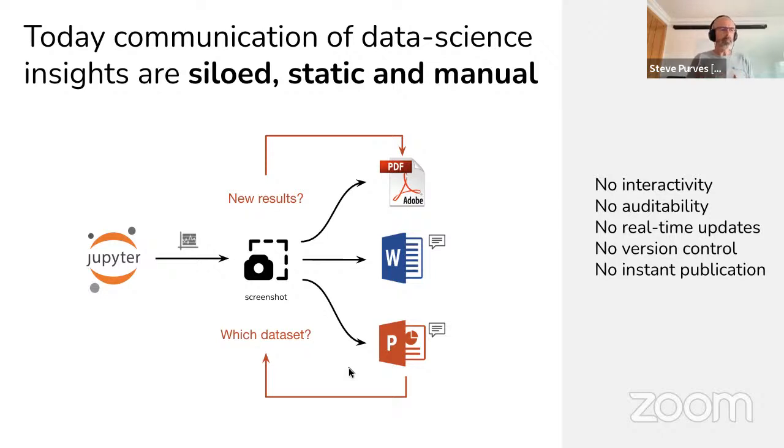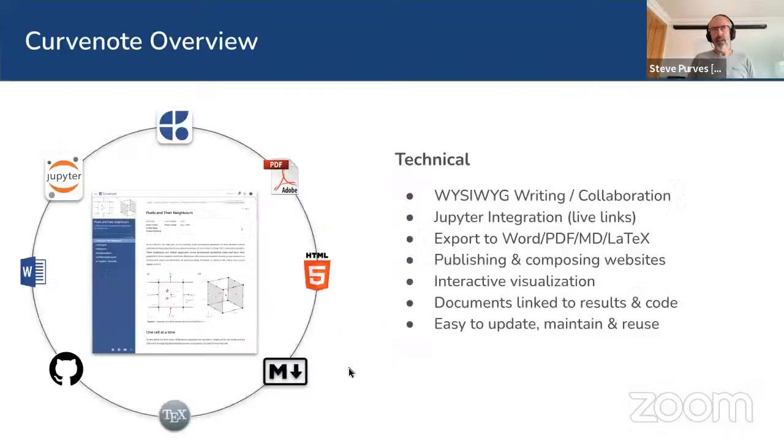And this breaks the continuity, so there's no auditability. It's hard to track which screenshot was used from which version of data and code. There's no way to update that easily or in real time. There's no version control. And these things are static, so there's no way for these to be interactive either. All of which sort of detract a lot of times from the work we're able to do in platforms like Jupyter. So what we have done by building Curvenote is we built a platform to allow scientific communication to happen in a much richer way.